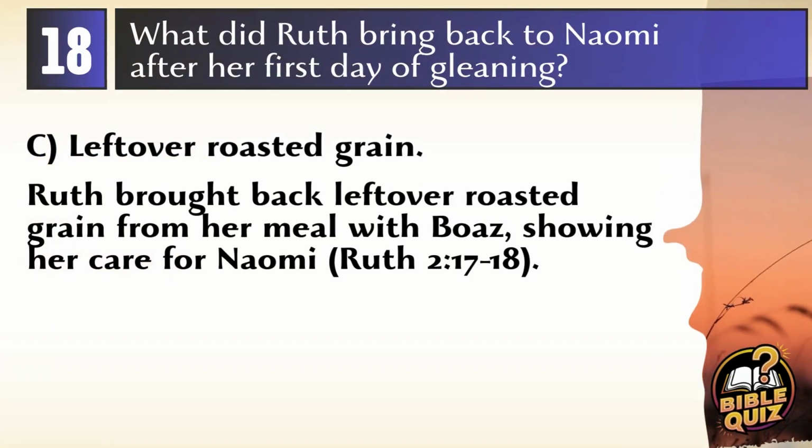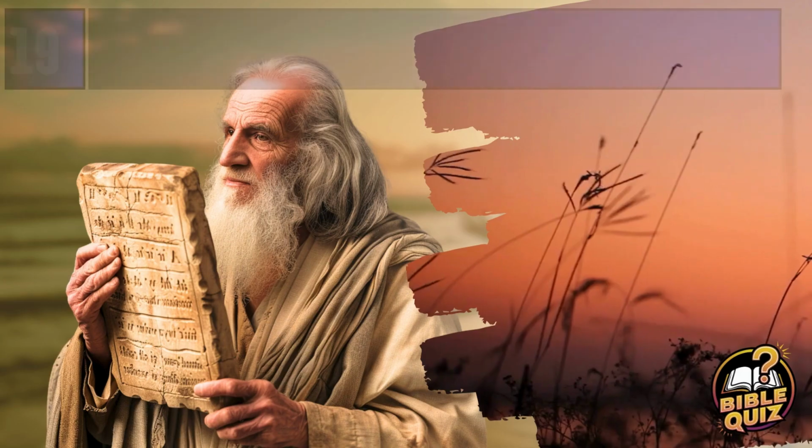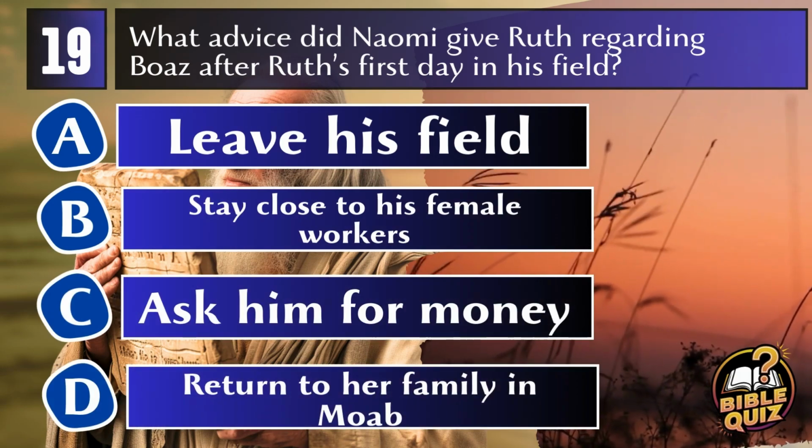Answer: C. Leftover roasted grain. After her first day, Ruth brought back to Naomi the leftover roasted grain she had received from Boaz, demonstrating her care and the success of her efforts. Ruth 2:17-18.